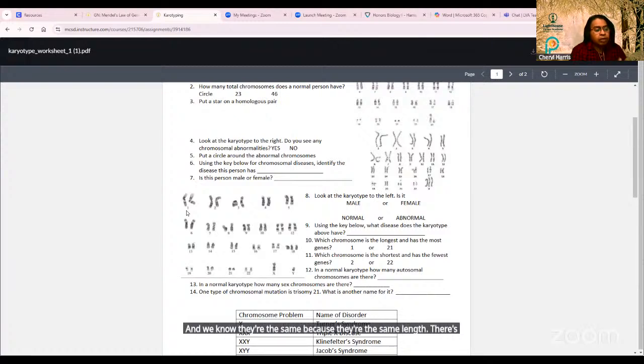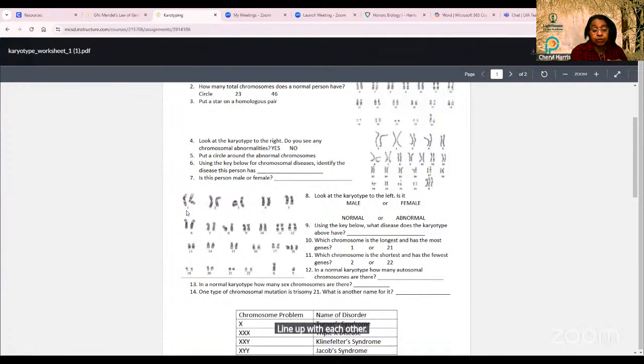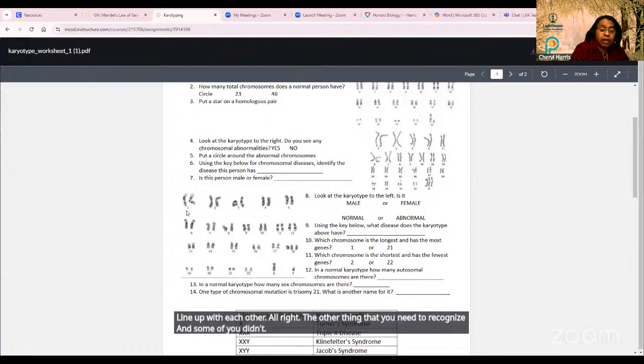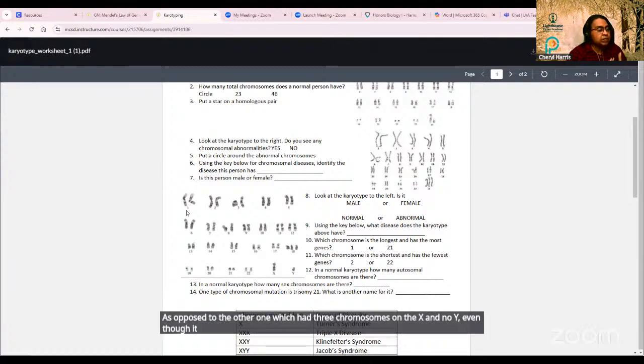There's certain bands on there that are going to match up, so we know that they are holding the same traits on that particular chromosome. So if you had a really nice picture, this worksheet's kind of foggy, you would see the bands on the chromosomes and why they matched up, not just the size of the chromosome, but the fact that certain traits line up with each other. All right, the other thing that you need to recognize, and some of you didn't, is knowing that you have the 22 autosomal pairs, and they're together, and then you have the X and Y, and they're kind of separate. So if you have X, you're going to either have two of those and then no Y, and that's a female, or you're going to have an X and a Y, and that's a male, as in the number 8 picture there. That's a male because there's a chromosome on the X and there's a chromosome on the Y, as opposed to the other one, which had 3 chromosomes on the X and no Y. Even though it had 3, it's still a female.